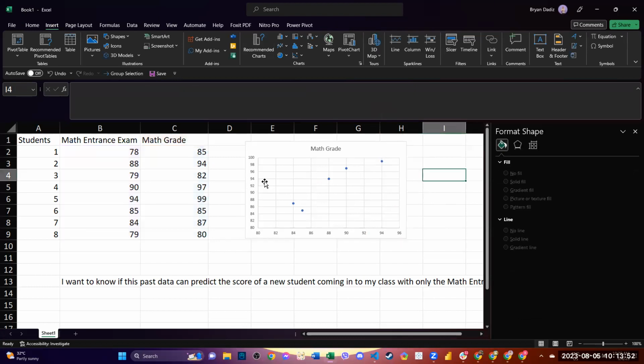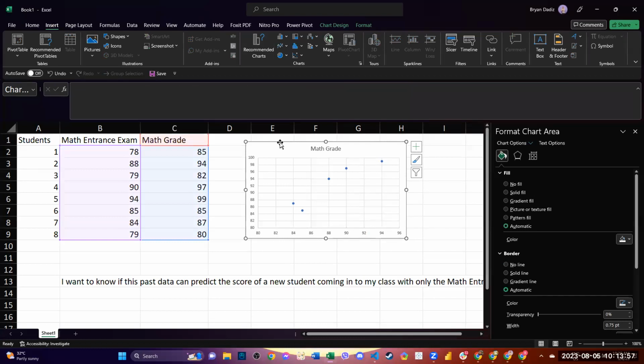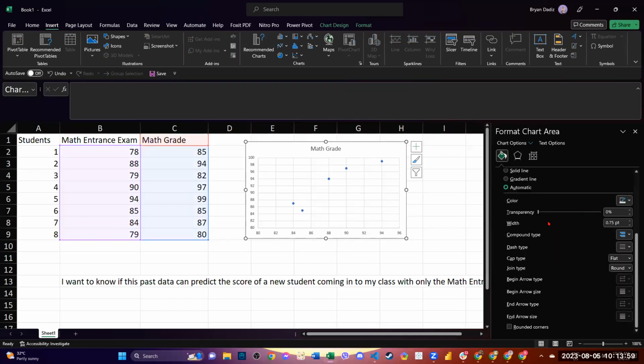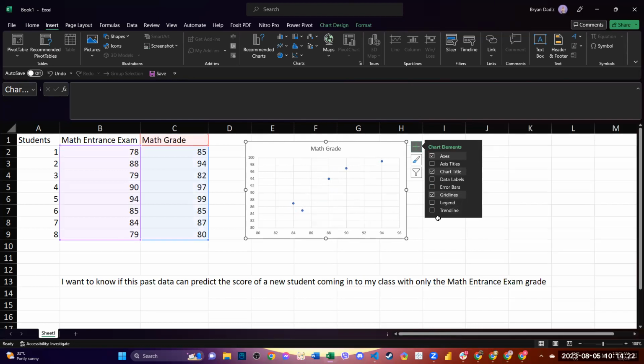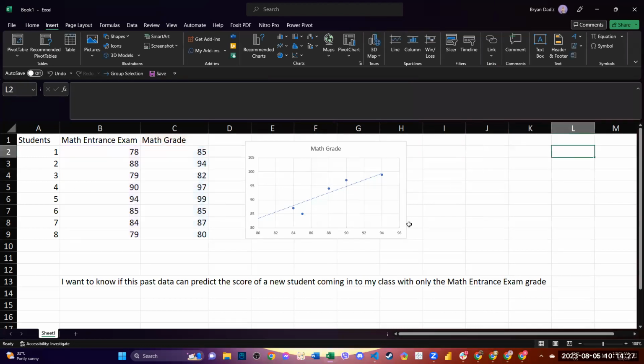Bakit nawala? Teka lang. Okay, so dito na pala nila nilagay. Ito na pala. Wala na diyan. So ayan, lagyan natin ng trend line. Okay, so we're having a trend line.